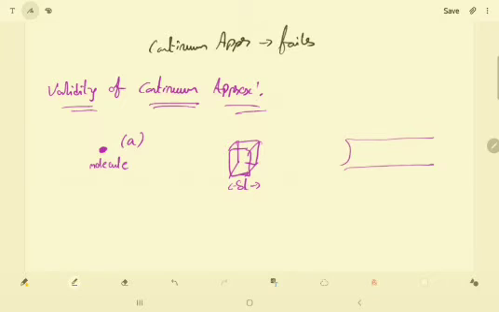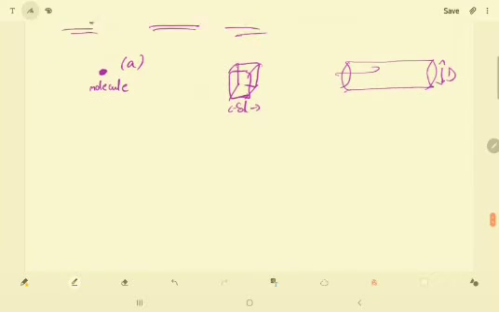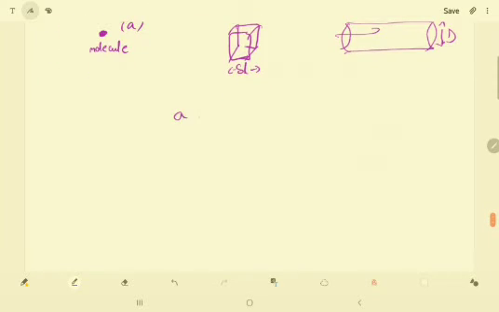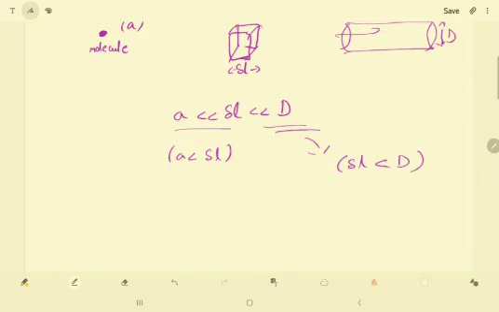This is the diameter of the pipe. This is a pipe in which the fluid is flowing, and its diameter is D. So the validity of the continuum approximation states that the radius of the point mass should be much smaller than the unit volume we are considering, and this unit length should be much smaller than the diameter of the pipe in which it is flowing. Here we have clarity about A being less than delta L, but not yet about why delta L should be less than D, the diameter of the pipe.